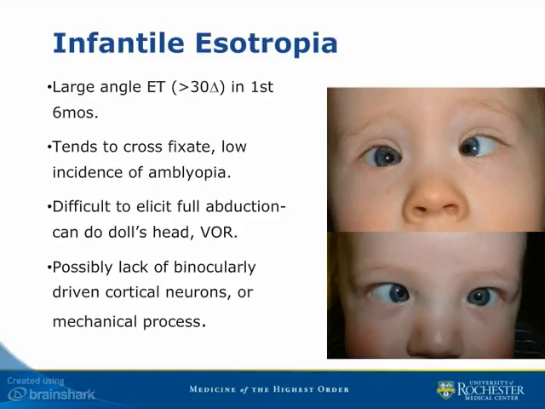Sometimes it's difficult to elicit full abduction in these patients because they tend to cross-fixate. You can either get them to move the eye into abduction by doing a doll's head maneuver or sitting and rotating the patient to get them to rotate the eyes into abduction. The basis of infantile esotropia is thought to either be a lack of binocularly driven cortical neurons or possibly a mechanical process. It's a little bit of a chicken and egg question on which causes which in that situation.